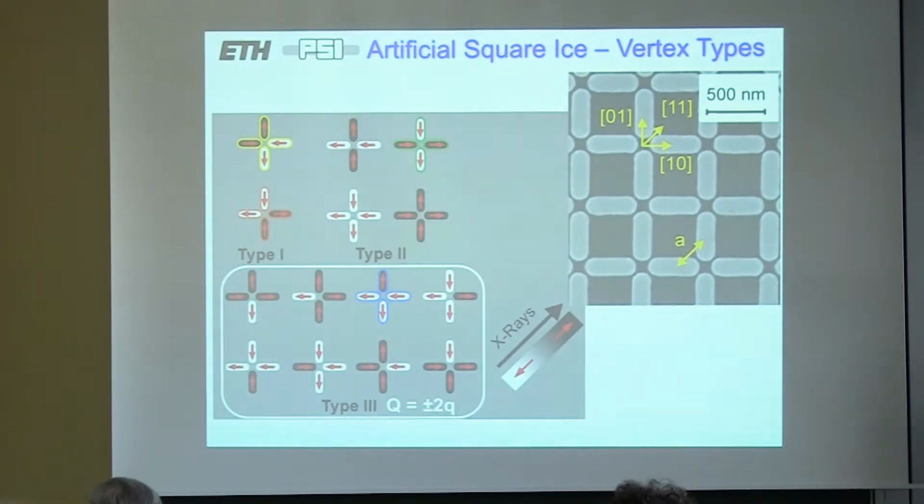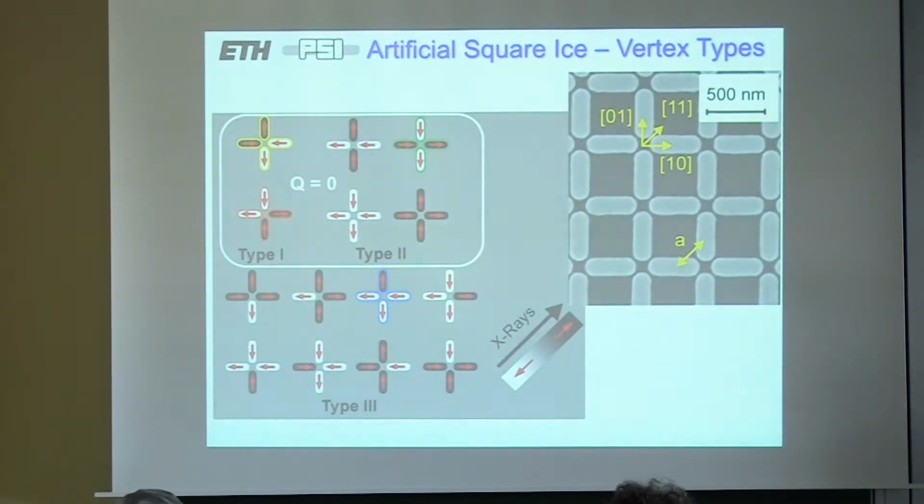These have a charge associated with them, plus or minus 2q. And then the lowest energy configurations are the type 1 or the type 2 states. These have 2 moments in and 2 moments pointing out at a vertex. But they are not completely degenerate. The type 2 vertices have a slightly higher energy, and that's because 2 pairs of the moments are actually pointing head to head or tail to tail. And they're actually associated here with a direction.